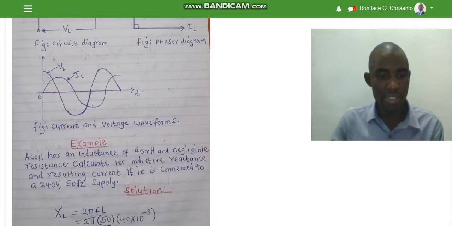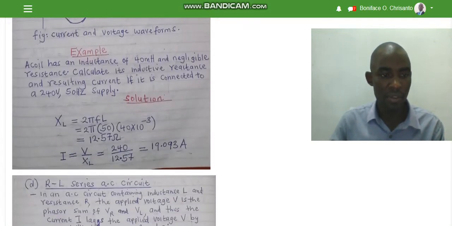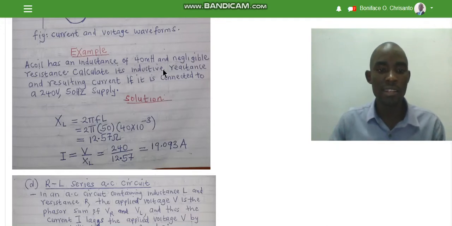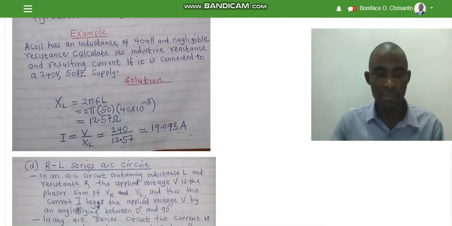We now look at an example. A coil has an inductance of 40 millihenries and a negligible resistance. Calculate the inductive reactance and the resulting current if it is connected to a 240 volt supply. What is very important there is to know the formulas.